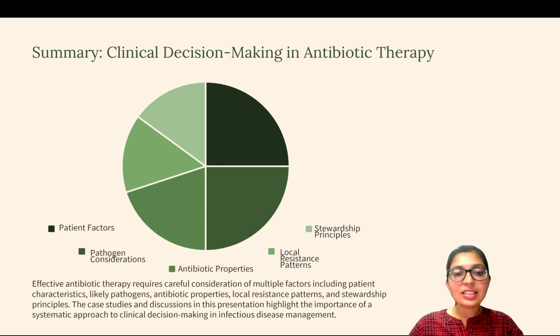So here is the summary: clinical decision making in antibiotic therapy. What are the factors which affect it? Antibiotic therapy requires careful consideration of multiple factors which include patient characteristics, likely pathogens, antibiotic properties, local resistance patterns and stewardship principles. The case studies and discussion in the presentation highlight the importance of a systematic approach to clinical decision making in infectious disease management.